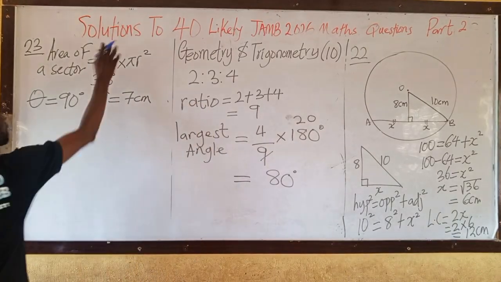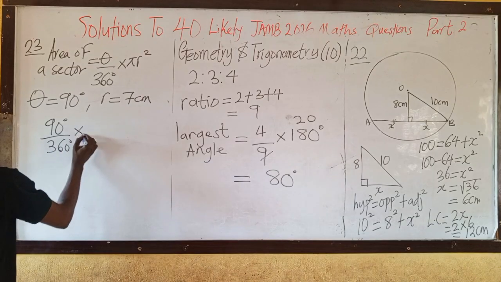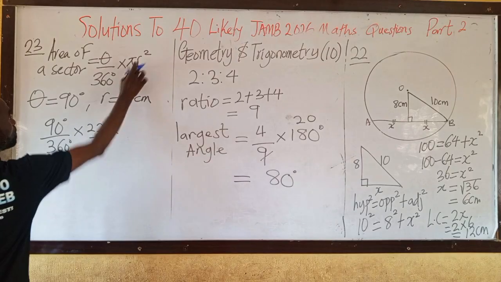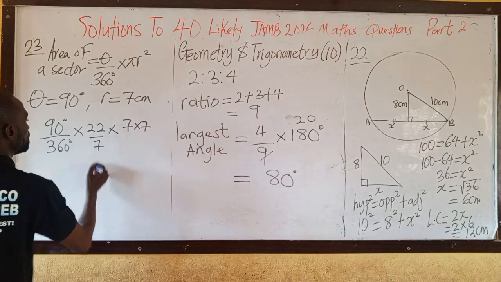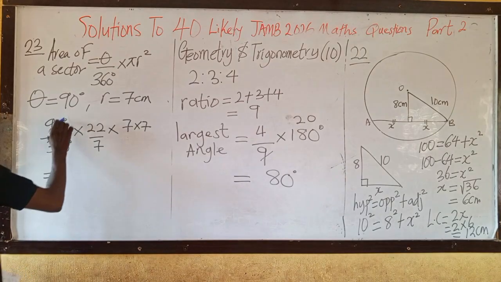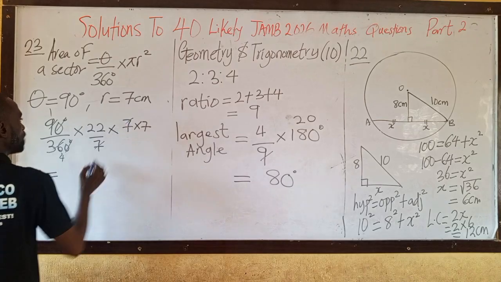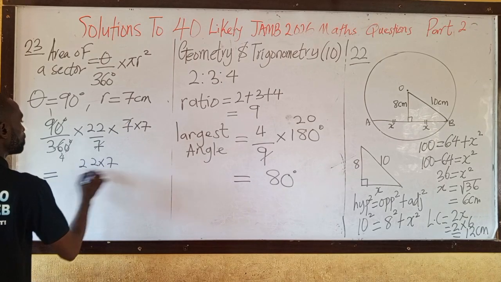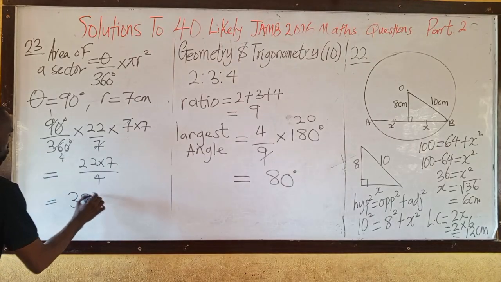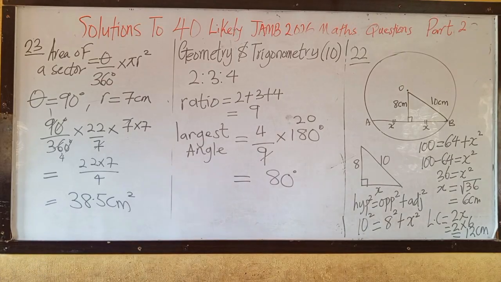So what do I have here? Theta, which is 90, all over 360 degrees, times pi, which is 22/7, times 7 times 7. 7 will cancel 7, and 90 over 360 reduces to 1 over 4. So we'll have 22 times 7 all over 4. When you do everything, we're going to have 38.5 cm squared. That is the area of the sector.